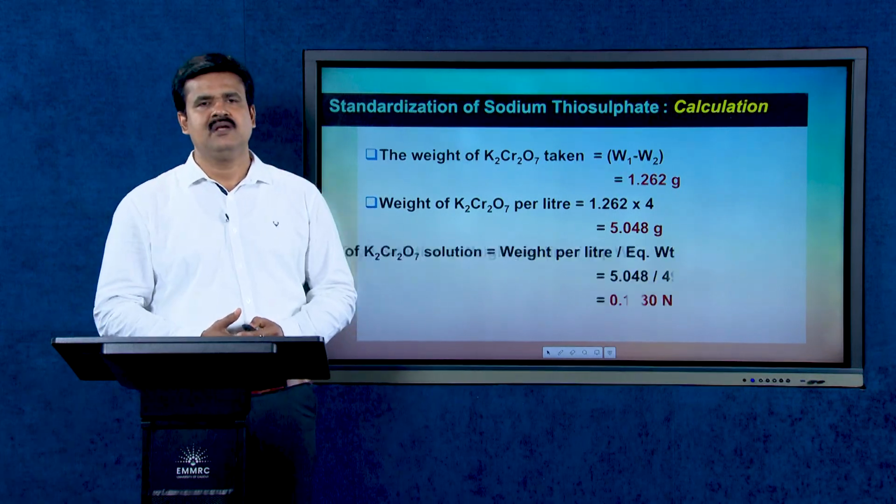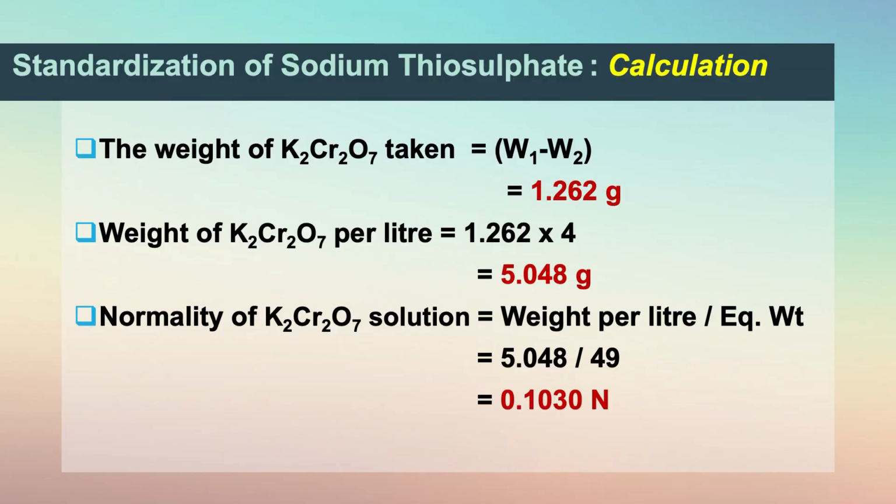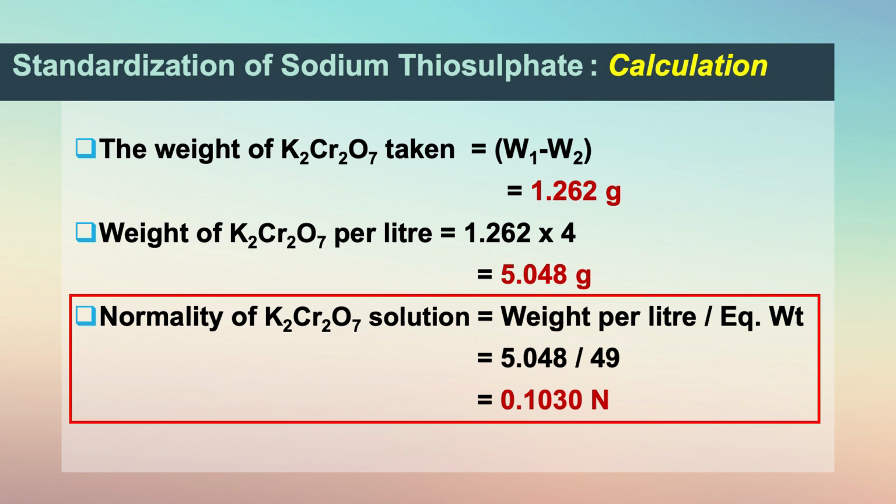5.048 gram. Now, normality of K2Cr2O7 can be calculated by using the expression normality is equal to weight per liter divided by equivalent weight. That is equal to 5.048 divided by the equivalent weight of potassium dichromate, that is equal to 49. So, the result will be, the normality of the K2Cr2O7 solution will be 0.1030 normal.